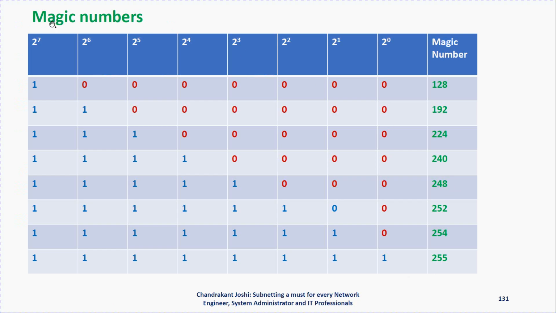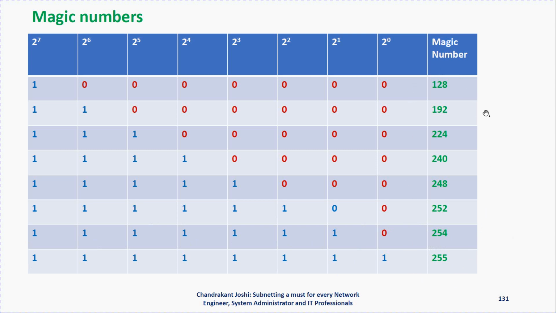Now we need to know about the magic numbers. When we have one bit on in the first place and all zeros, its equivalent is 128. I think we have done this calculation. When 2 bits are on and the remaining 6 bits are off, its decimal value is 192. Likewise with 3 bits on, 224, then 4 bits on, 240, 5 bits on, 248, 6 bits on, 252, 7 bits on, 254, and all bits on, 255.